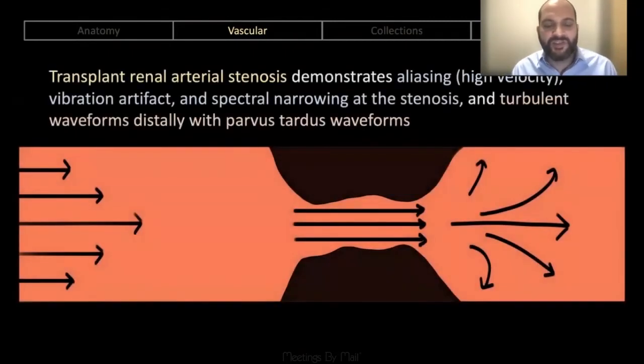So how does that relate to transplant renal artery stenosis? Well, typically when you're looking at the renal artery itself, because it's not a large vessel, it will have laminar flow. And then when you have a stenosis, it's going to move on to plug flow. And then finally, distal to the stenosis, you're going to get turbulent flow. So it's important to try and look at those waveform patterns. In addition, right at the stenosis itself, right at the narrowing, you're going to see very high velocities. And then finally, you're going to see parvus-tardus waveforms within the intraparenchymal arteries.